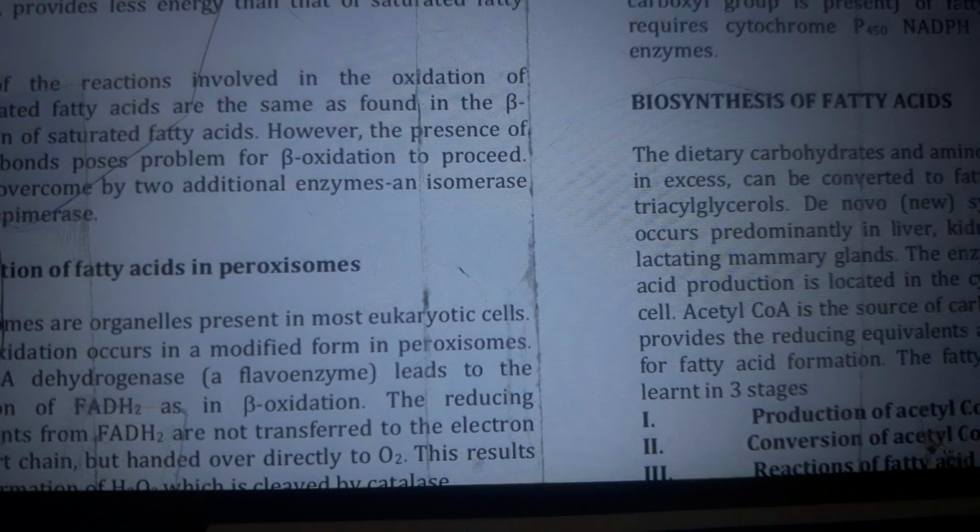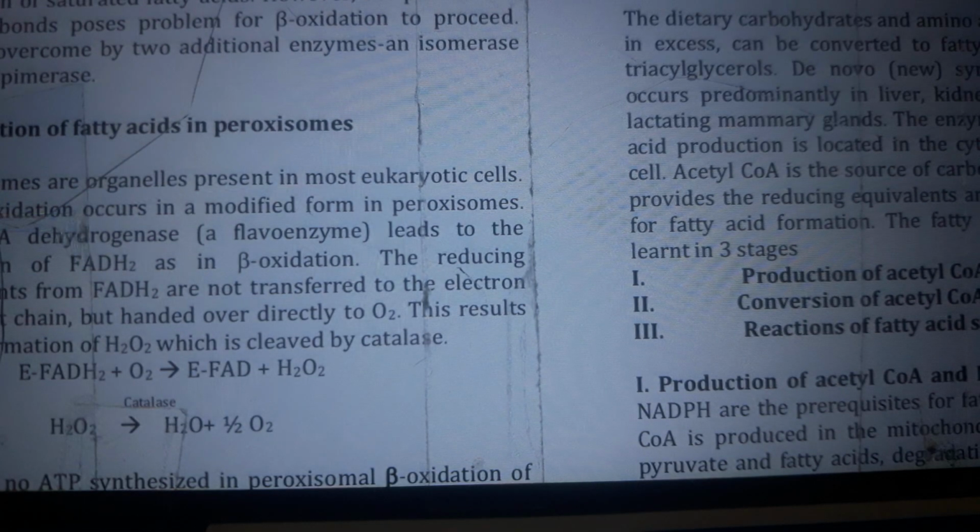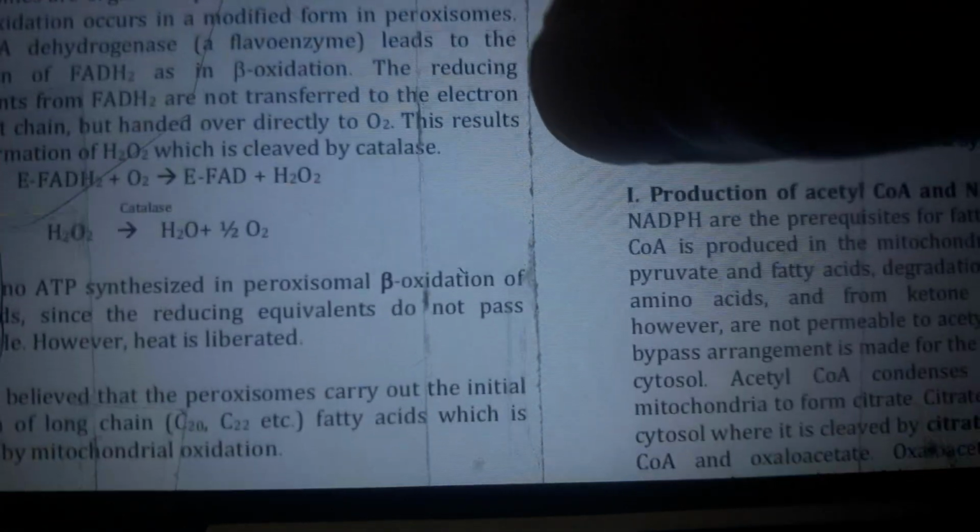Due to the presence of double bonds, the unsaturated fatty acids are not reduced to the same extent as saturated fatty acids. Therefore, oxidation of unsaturated fatty acids in general provides less energy than the saturated fatty acids. Most of the reactions involved in the oxidation of unsaturated fatty acids are the same as those found in beta oxidation of saturated fatty acids. However, the presence of double bonds poses problems for beta oxidation to proceed. This is overcome by two additional enzymes, an isomerase and an epimerase.